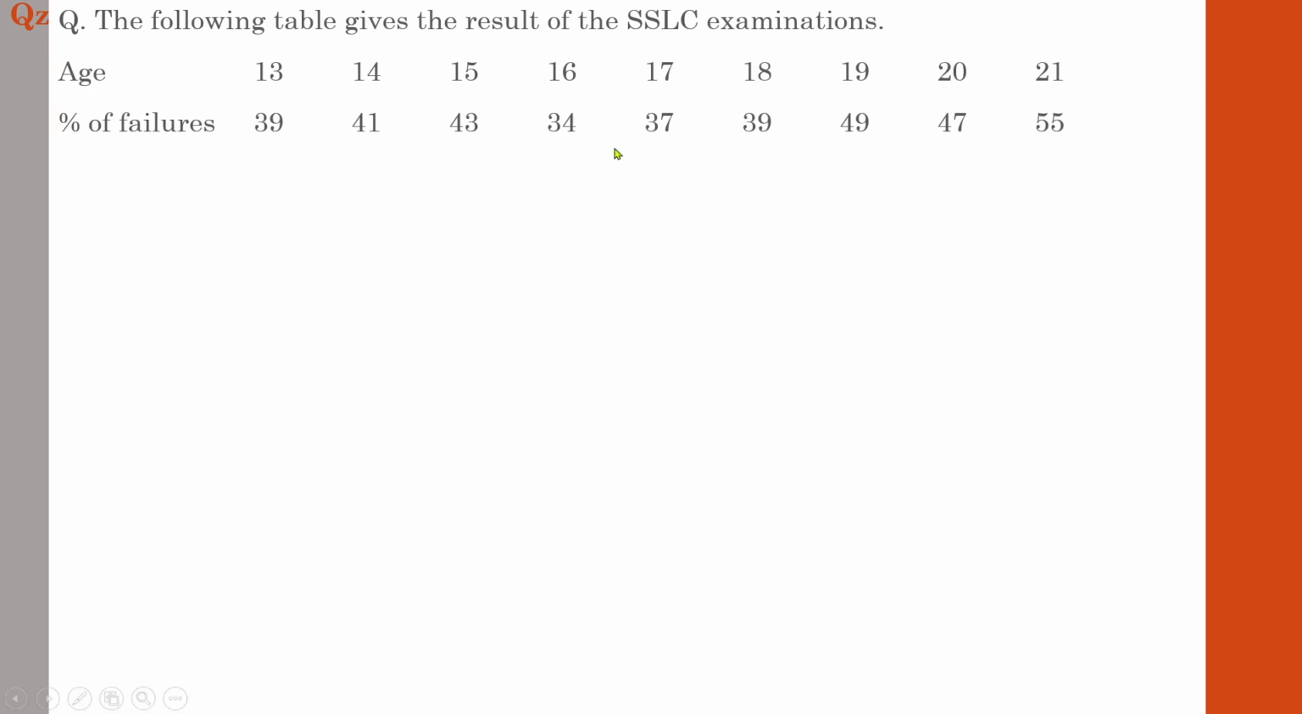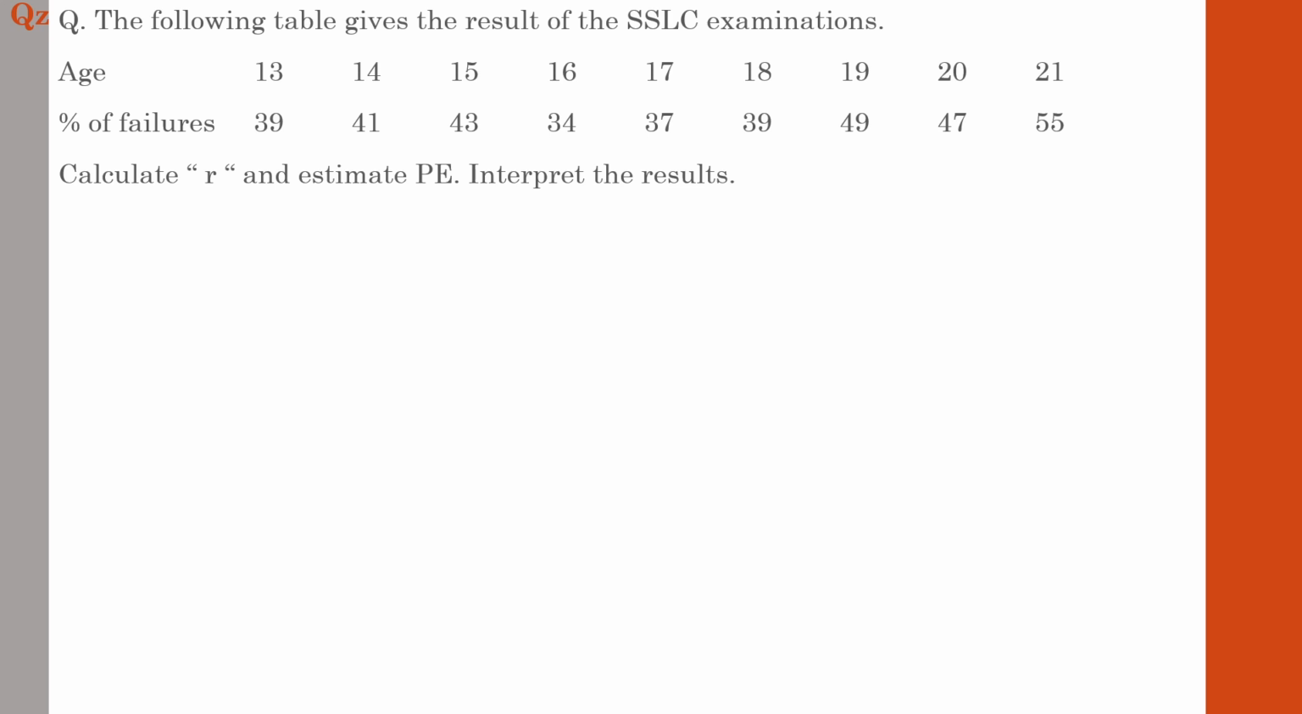So the first line represents the age of the students. It varies from 13 to 21, and the second line gives the percentage of failure, and you are required to calculate the coefficient of correlation and estimate P. P means probable error and independent result. In some questions it may ask to find independent result or evaluate your result.